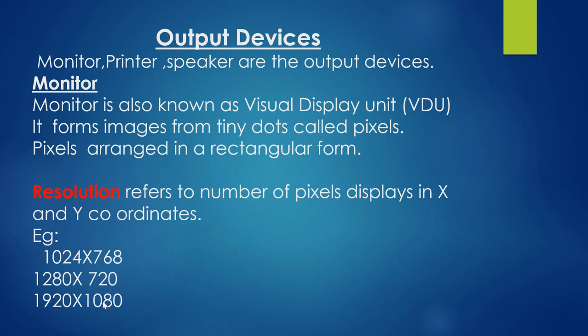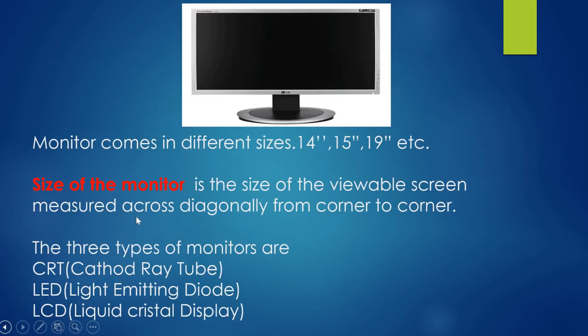For example, resolution is 1024 by 768 means there are 1024 pixels in x coordinate and 768 pixels in y coordinate. See here, x coordinate means this horizontal direction. Y coordinate means this vertical direction. 1024 by 768 means 1024 in x direction, 768 in y direction. That is the resolution of the monitor.